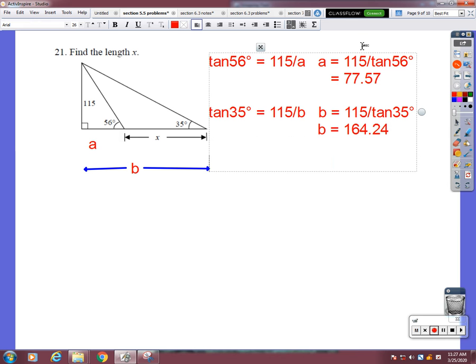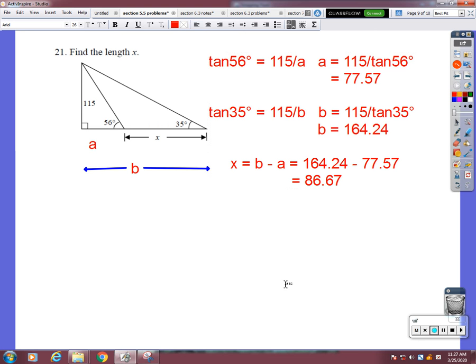Okay. So then to find out what x is, I have to take b and subtract from that a, so I have to go 164.24 minus 77.57, which equals 86.67. Okay. Alright, not so bad.